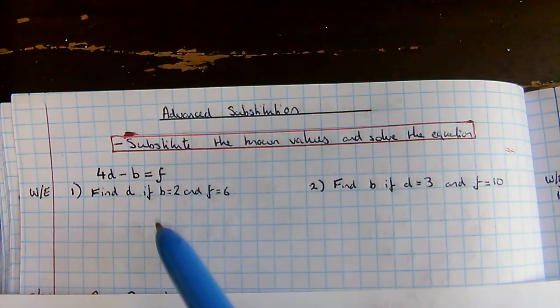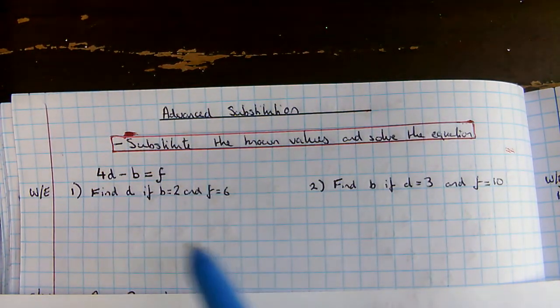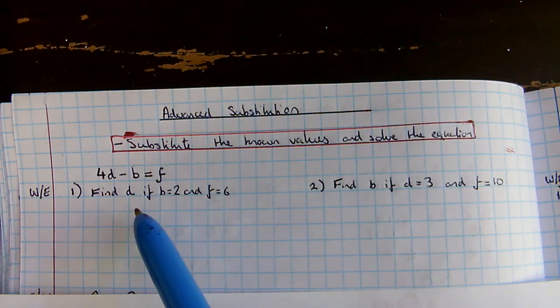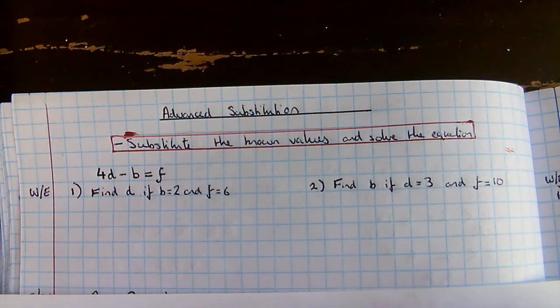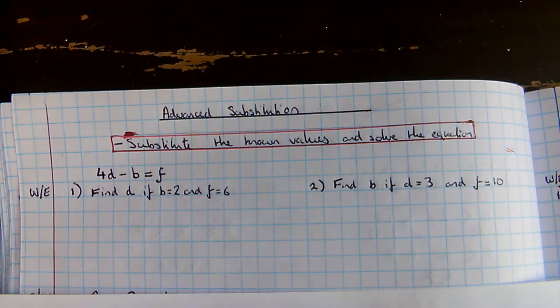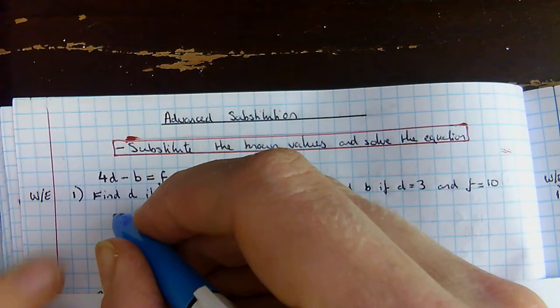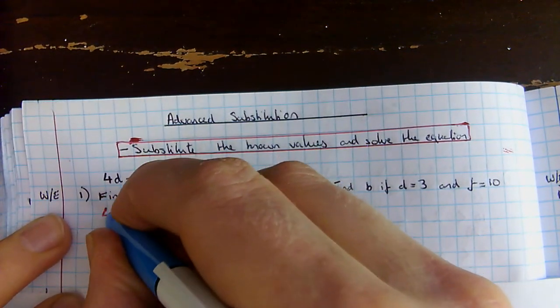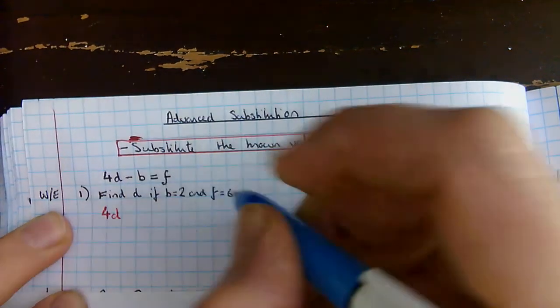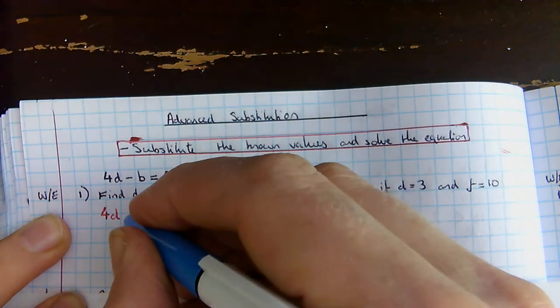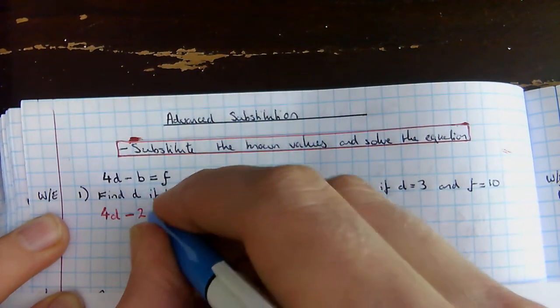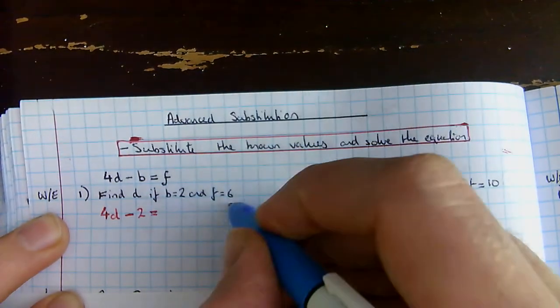So here's an example. I've got a formula here which says 4d minus b equals f. And the question's asking me to find d if b equals 2 and f equals 6. So exactly like we did when we were initially doing substitution, we write in the values that we know. Well, we don't know d, so I'm going to leave the term involving d exactly as it was. So I've still got 4d, in this case, minus b. I do know what b is. b is 2, so 4d minus 2 equals f, and I know that f equals 6.